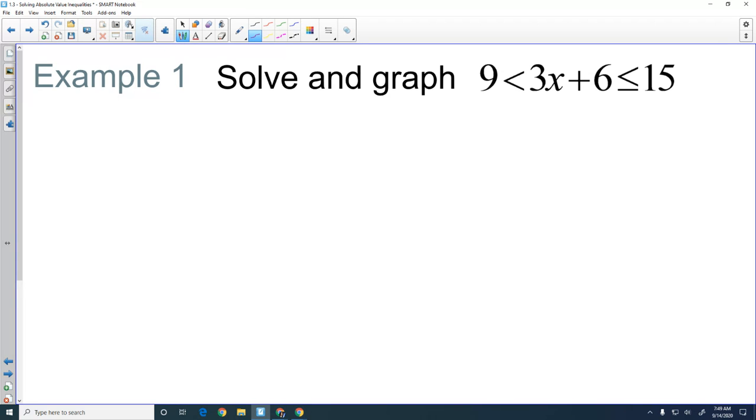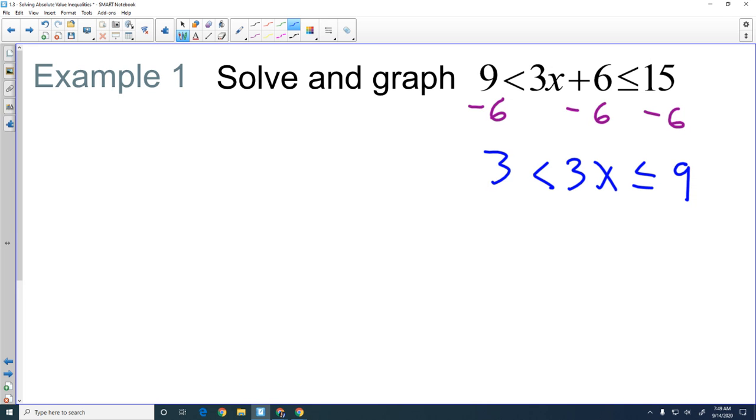So solving this, I've got a 3x plus 6. Remember, I'm looking at this middle piece right here. That's where the variable is, and I want to get the x by itself. So I've got to cancel out the 3 and the 6. But whenever we're solving an equation or an inequality like this, we always use SADMAP, right? Instead of PEMDAS, use the opposite. So get rid of whatever's being added or subtracted first. So we subtract 6, but you make sure that you subtract it from all three sides. That gives us 3 is less than 3x, which is less than or equal to 9.